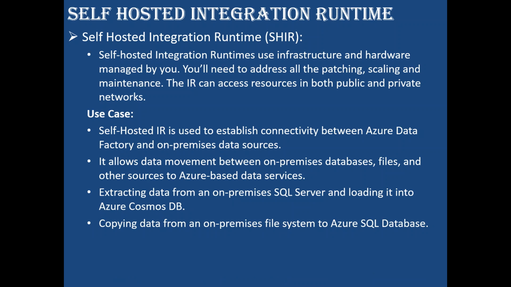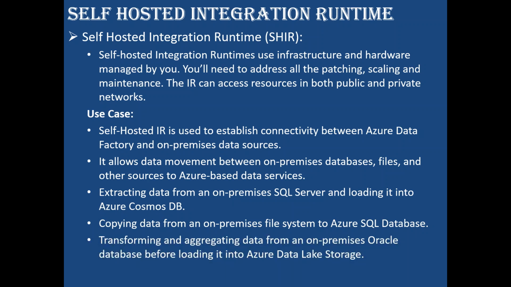Copying data from on-premise file system to Azure SQL database, transforming and aggregating data from on-premise Oracle database before loading it into the data lake storage. So in all these use cases, we can use the self-hosted IR. But as I mentioned, we can use self-hosted IR when you want to move data from cloud to cloud, cloud to on-premise, on-premise to cloud, on-premise to on-premise. Everywhere you can use the self-hosted IR.